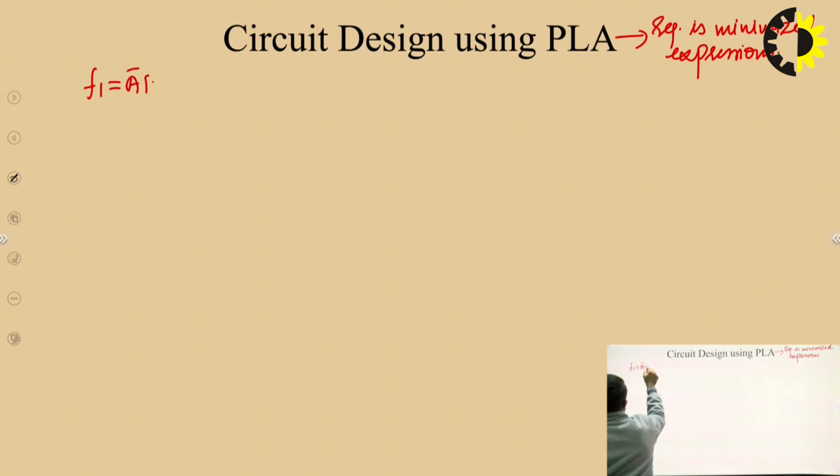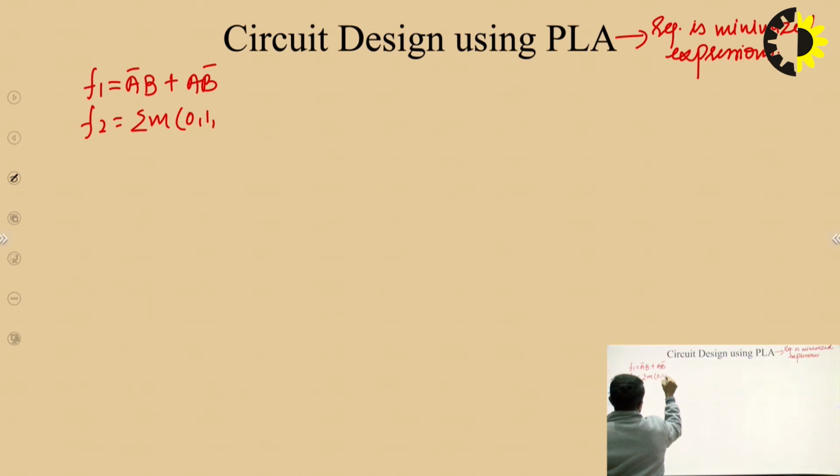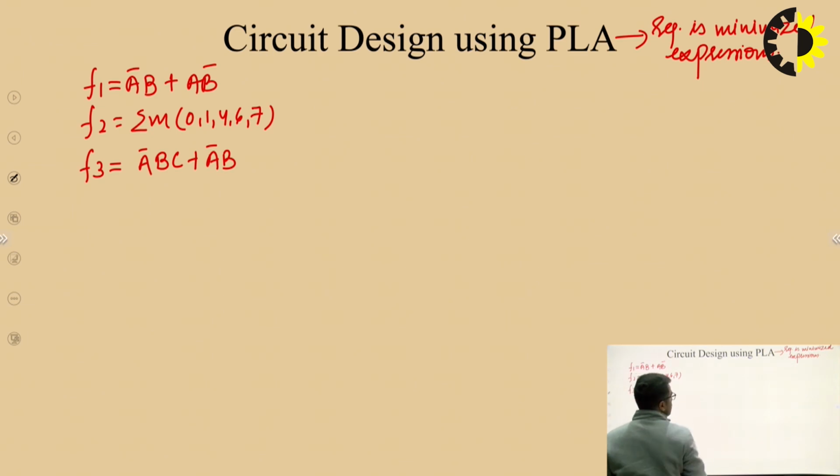Okay, so let's say we are provided with F1 is equal to A bar B plus A B bar. F2 is equal to, let's say we are provided with 0, 1, 4, 6, 7 and F3 is A bar B C bar plus A bar B. So I need to minimize the expressions. So F1 is already minimized, because it is equivalent to an XOR gate and it is canonical also.